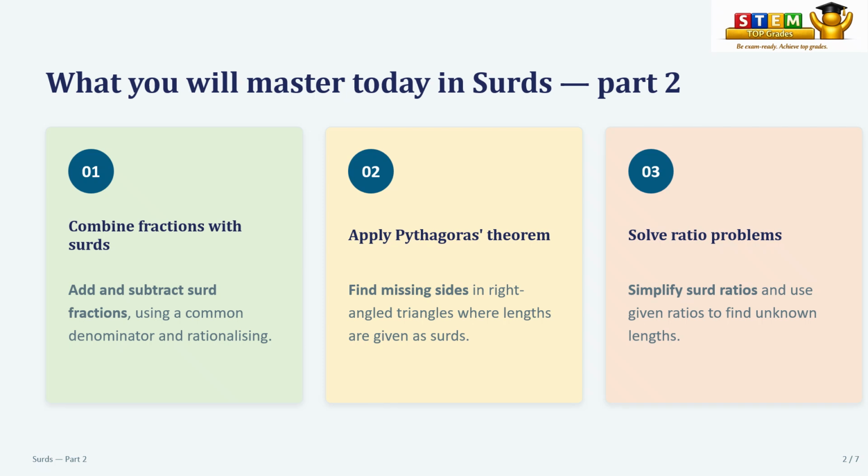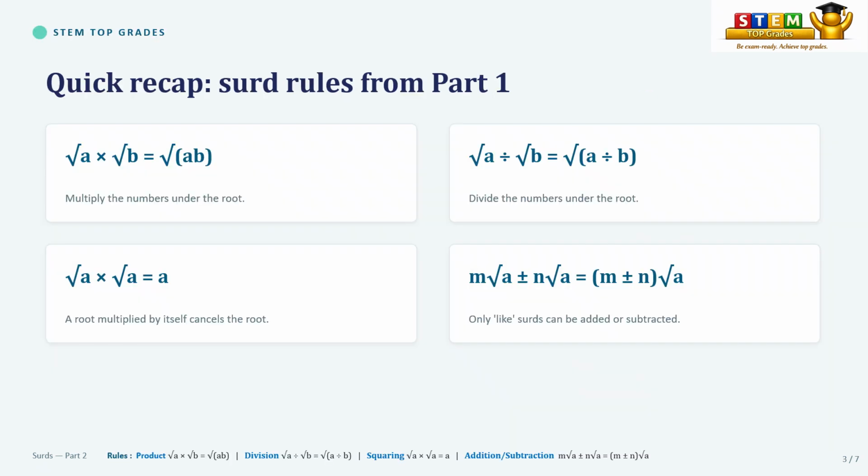In section 1, we are combining fractions with surds. That means we're going to add and subtract surd fractions using a common denominator and rationalizing. Then we're going to be applying Pythagoras theorem, finding missing sides in right-angled triangles where lengths are given as surds. And thirdly, we're going to be solving ratio problems. So let's move on to the next slide.